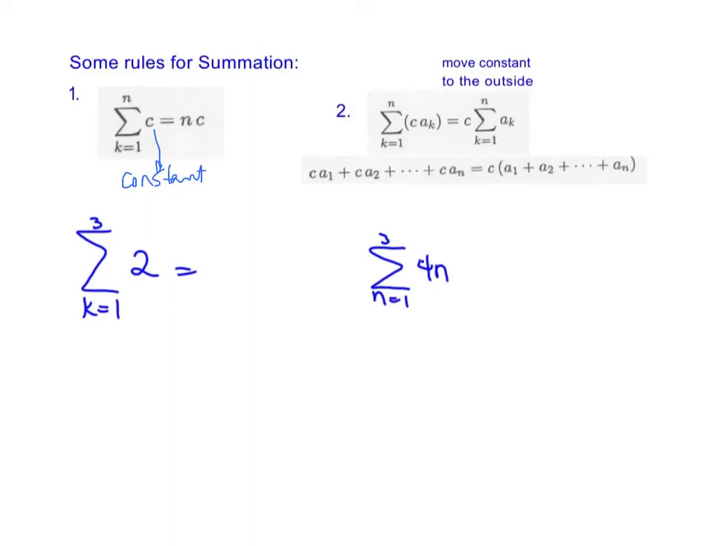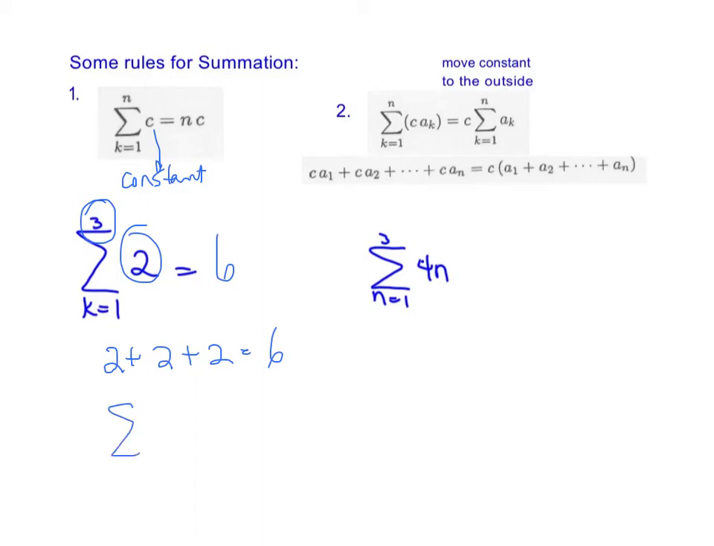Okay. So it says go from 1 to 3, and the rule is just 2. There's nothing to plug in. So I would do 2 plus 2 plus 2. 1, 2, 3. The answer is 6.